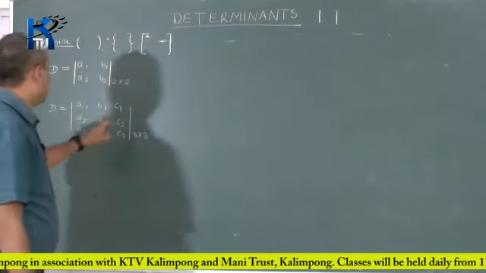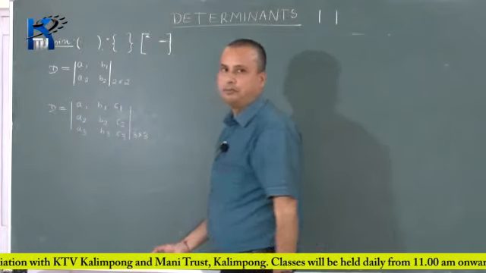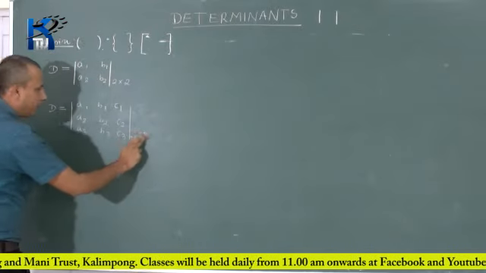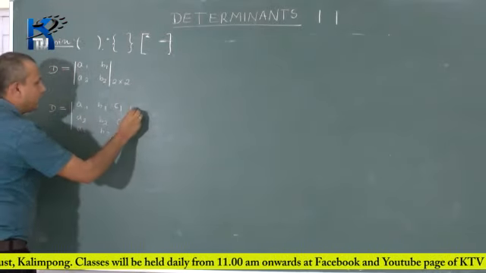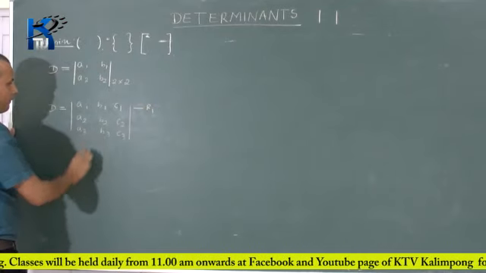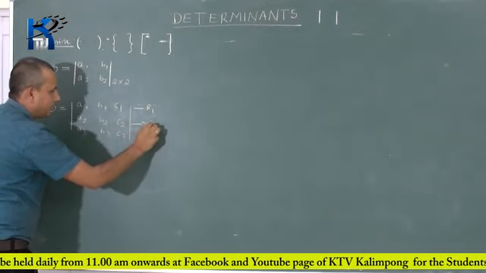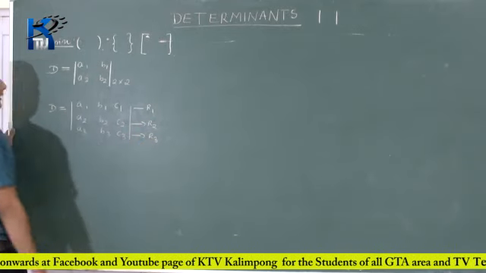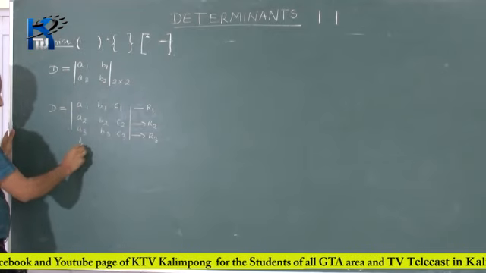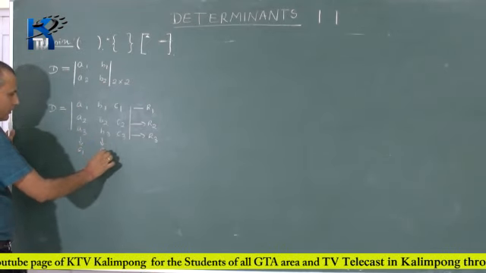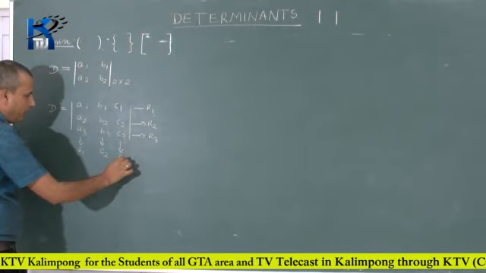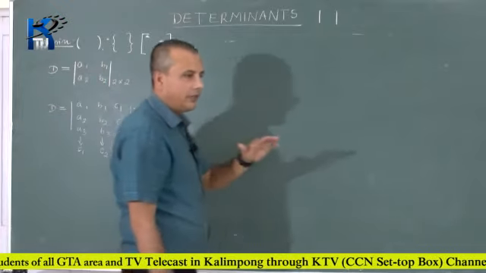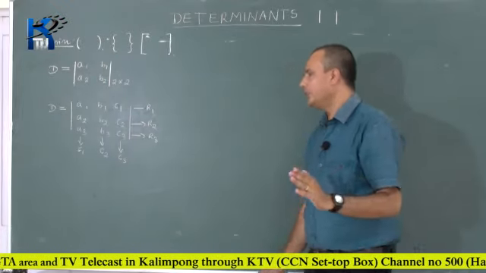While doing the determinant, you should have a concept of rows and columns. In case of 3 into 3, I'll explain. This one is the first row, this is the second row, this one is the third row. Similarly, these are column 1, column 2, and column 3. Parallel to the earth's surface is considered as row, and vertical to the earth's surface is considered as column.